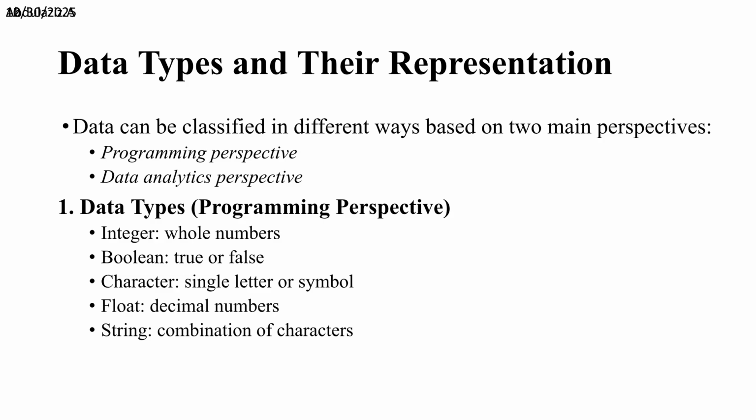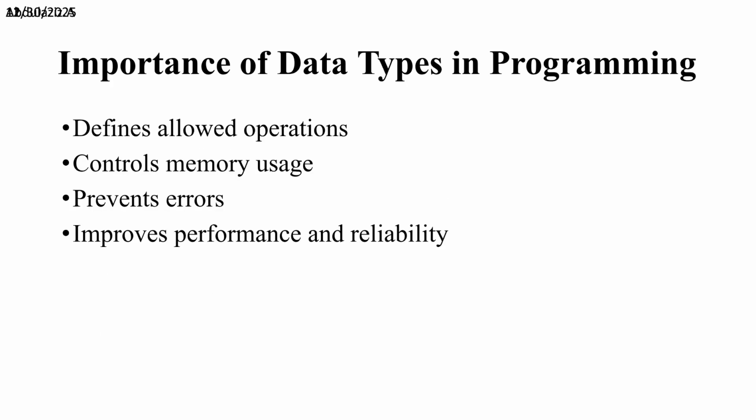Data can be classified from two perspectives: programming and data analytics. From a programming perspective, data types include integer for whole numbers, Boolean for true or false, character, float for decimals, and string. In programming, data types are important because they define allowed operations, control memory usage, prevent errors, and improve performance and reliability of software.